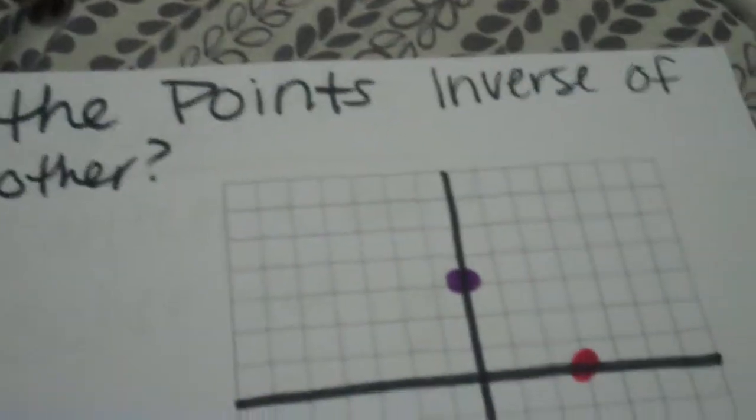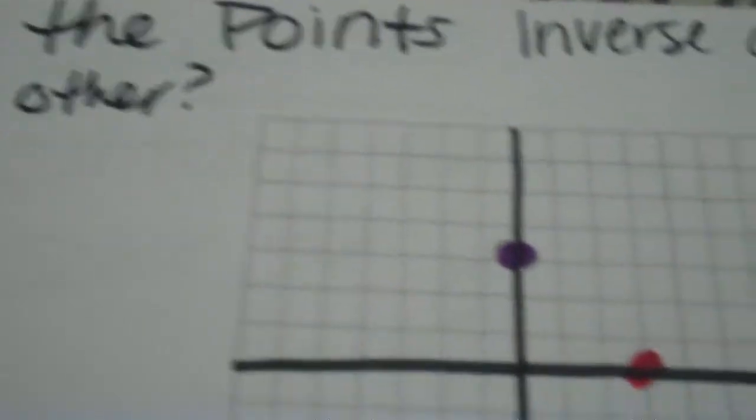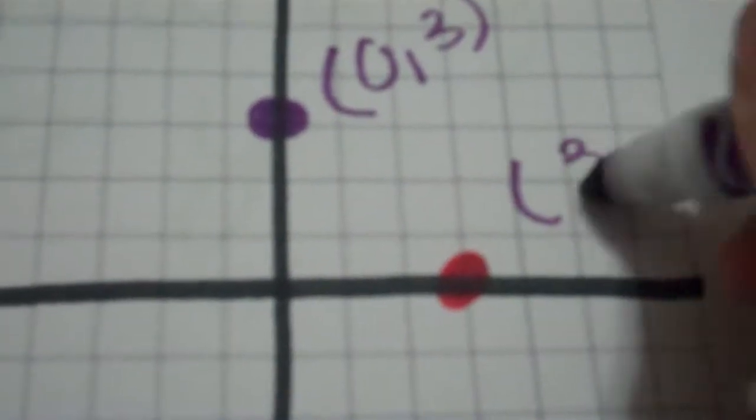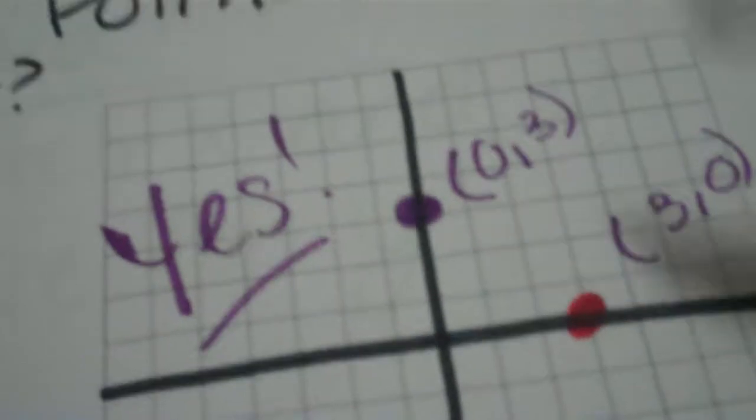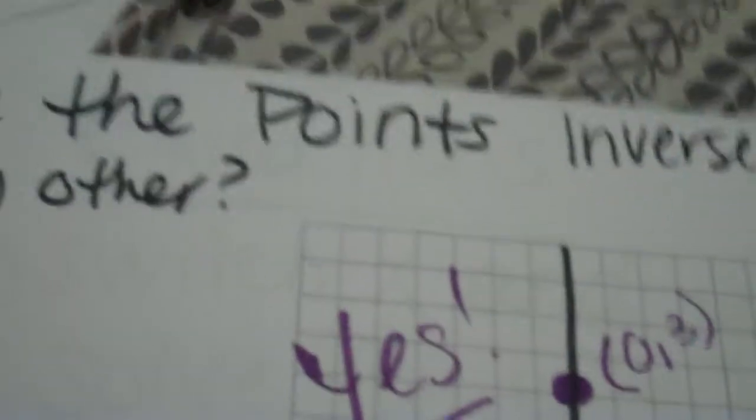Sometimes I'll ask you if points are inverse of each other. Well, that's pretty simple to find out. You just figure out what the points are and see if they were flipped. So this point right here is (0, 3), and this point right here is (3, 0). So are they inverse of each other? And you're going to say, yeah, because they flipped. Yes. They might even have you look at graphs and ask, are these graphs inverse of each other? And you would just look at their points and see if they flipped. It's the same concept.